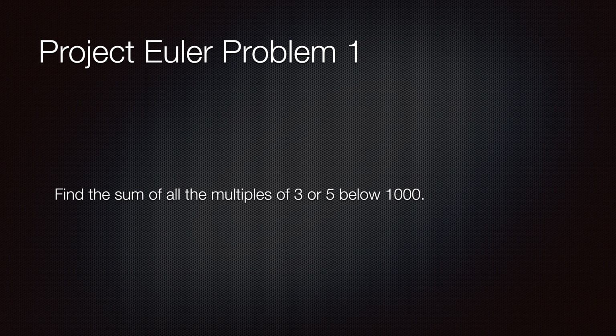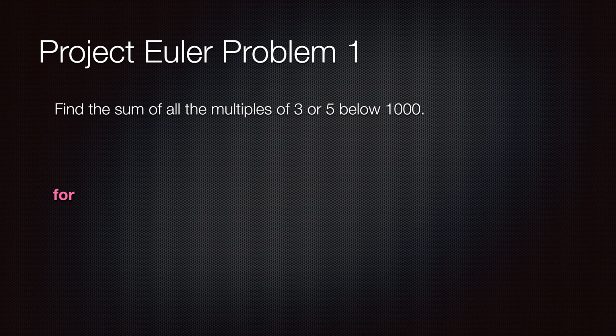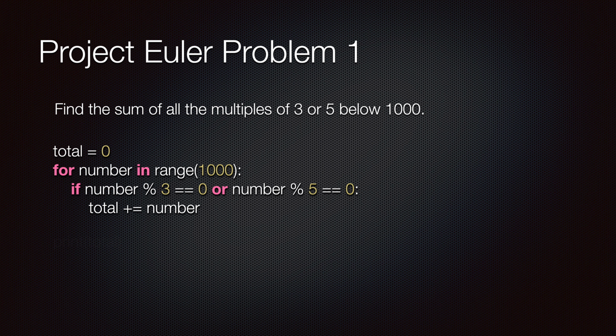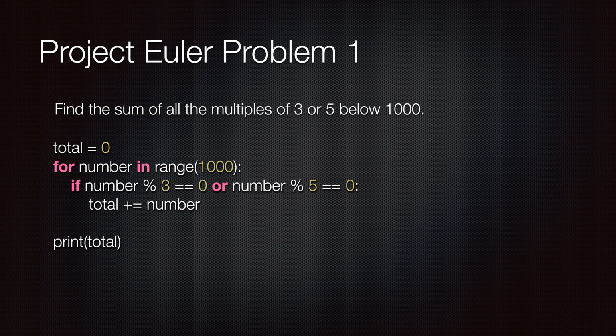As a programmer, how would we begin? How about doing this in Python? We could begin with a for loop to take a look at each number below 1000. Check if that number is a multiple of 3 or 5, and create a variable to track our total sum. And finally, print it out. We get 233,168.